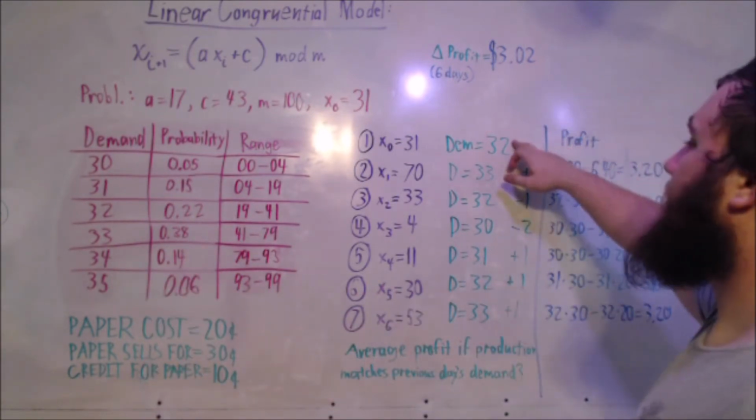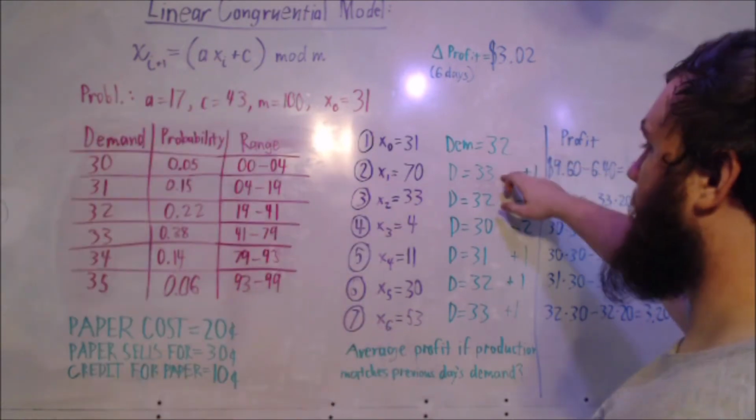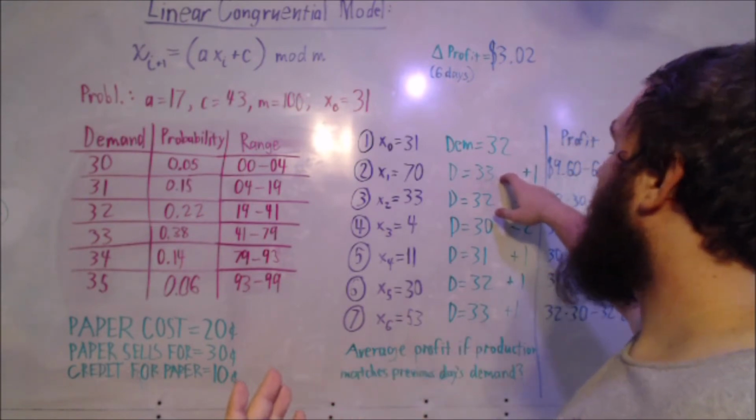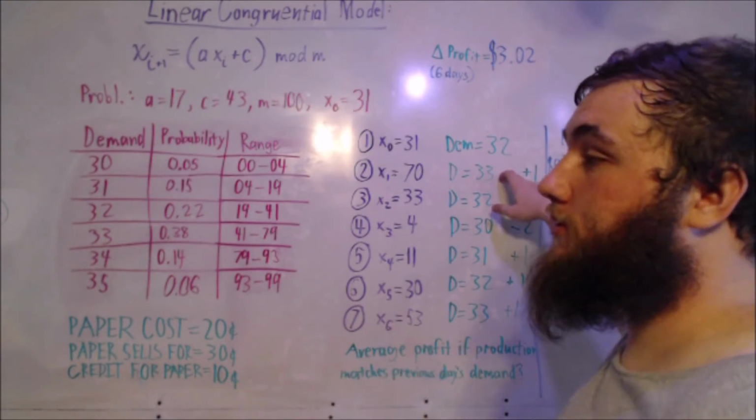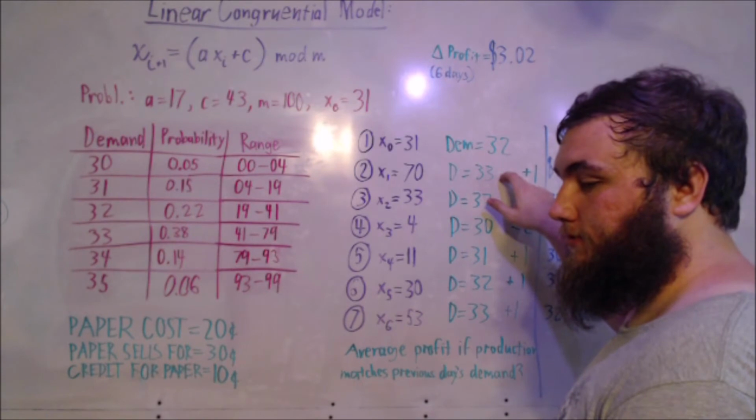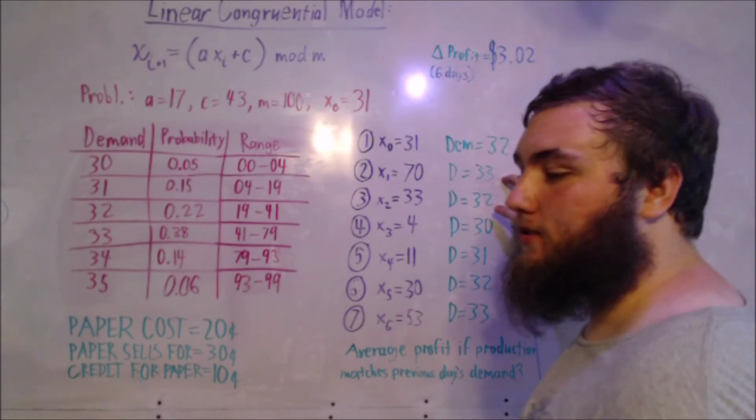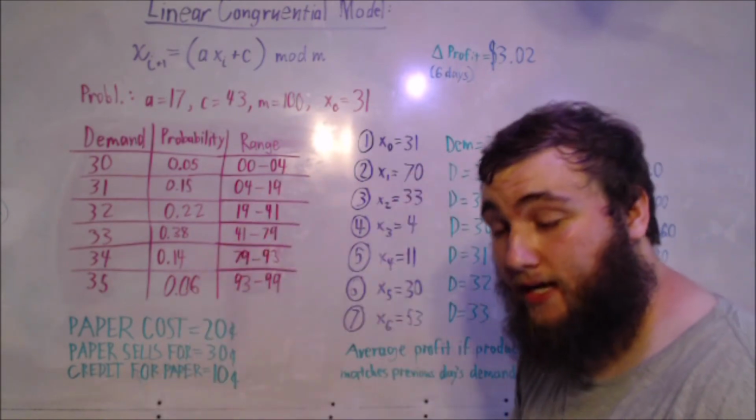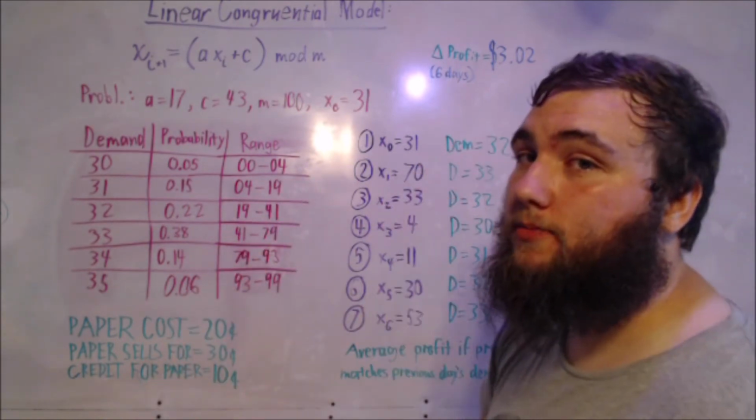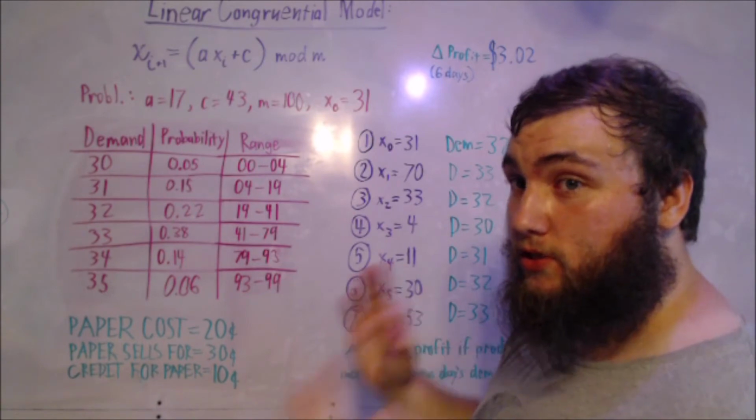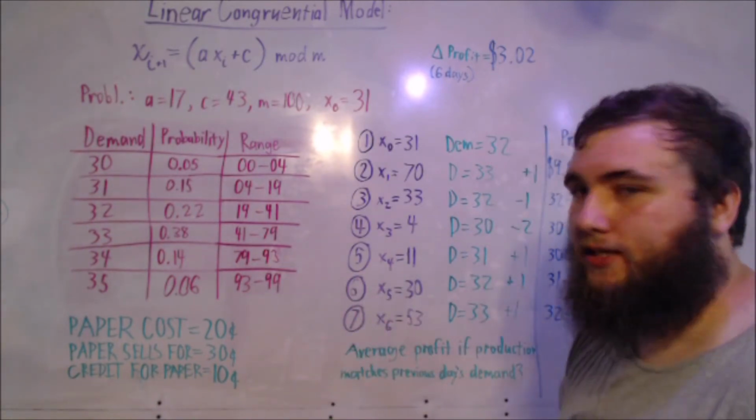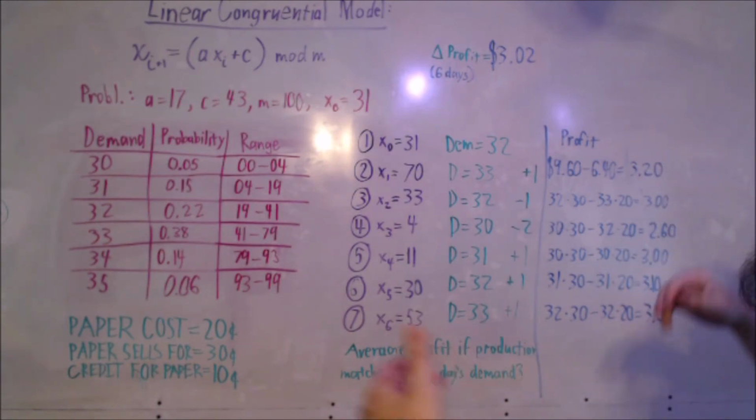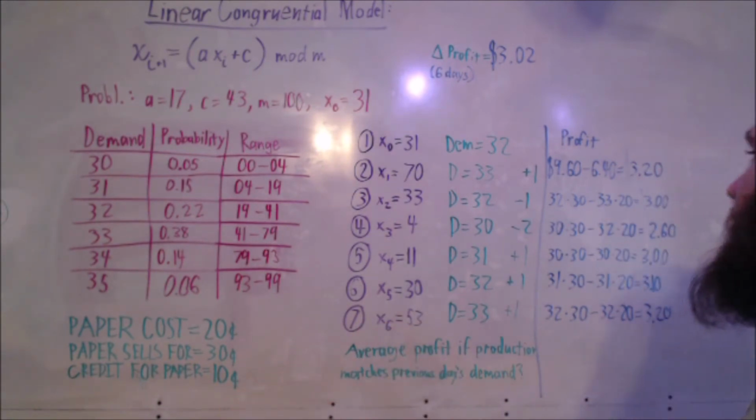So let's go back to the profit. If you got a demand of 32, he would produce 32, and then that day he would have 33. So he would produce 32 and lose a sale to somebody, but that doesn't really mean anything in our profit scenario, because he made 32 papers and sold 32 papers. Sweet! So he made a profit of $3.20. Next day, he made a profit of $3. Day after that, profit of $2.60.